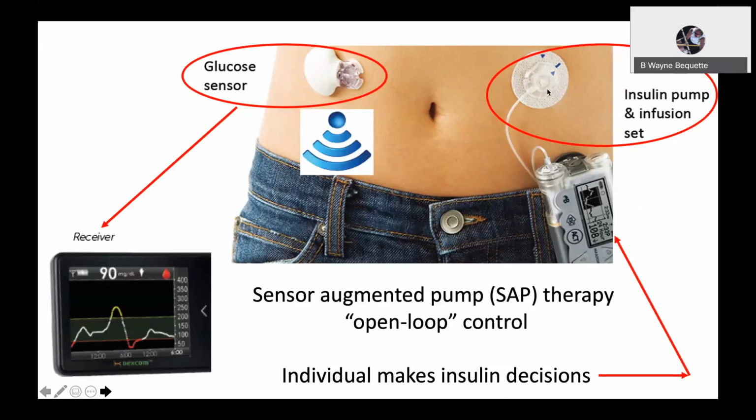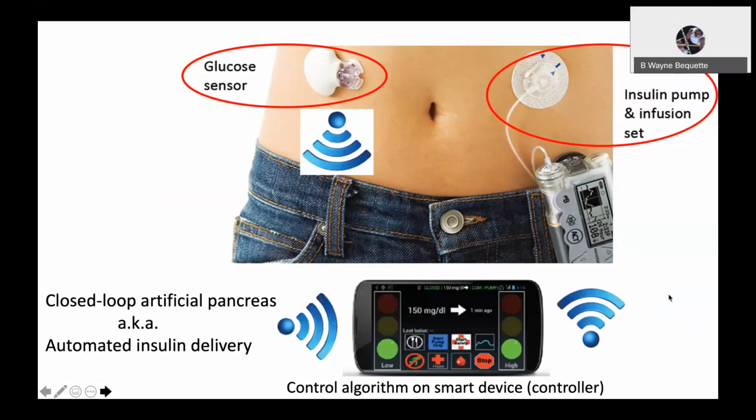This is really known as sensor-augmented pump therapy, SAP. We think of it as open-loop control in the sense that you don't change the insulin delivery rates unless an individual makes the decision to do that. And typically then they would look at their blood glucose levels, they would think about the meal that they're going to consume, then they would make changes to the insulin pump to change the delivery rates, either providing a bolus, rapid acting amount of insulin to compensate for the meal, or making changes that have more long-term changes in the blood glucose level. But you can see the individual is acting as a closed-loop controller.